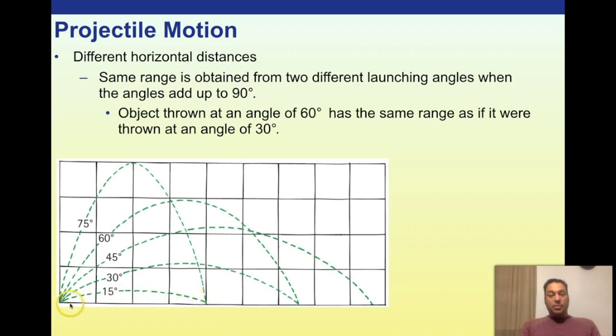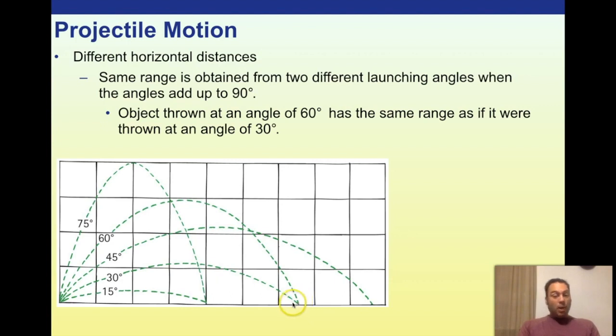It's much less spectacular, but nonetheless, there it is. So by that argument, we would expect 30 and 60 to be the same. Sure enough, here's 30. It lands right here. 60 goes way up and lands right over here. And of course, the longest distance is obtained by launching it at a perfect 45-degree angle, and it will wind up over here somewhere. Okay? Pretty cool stuff.